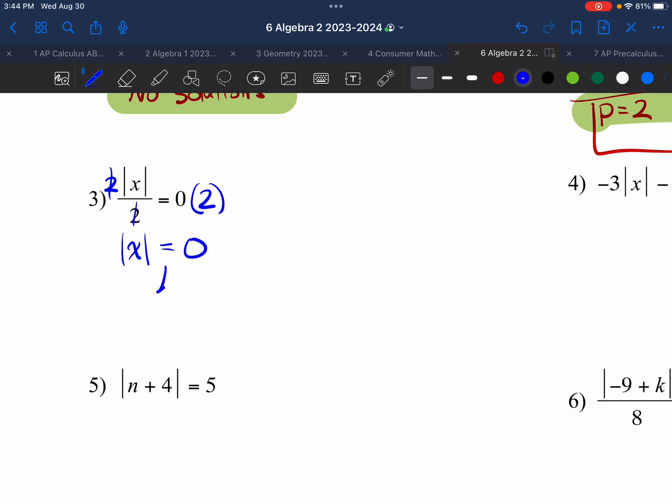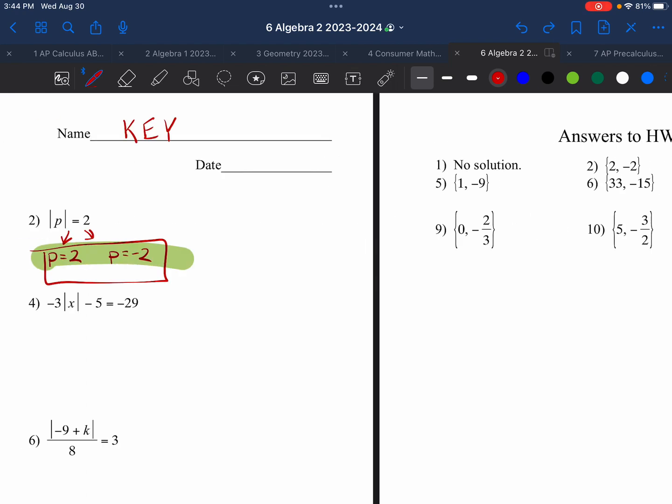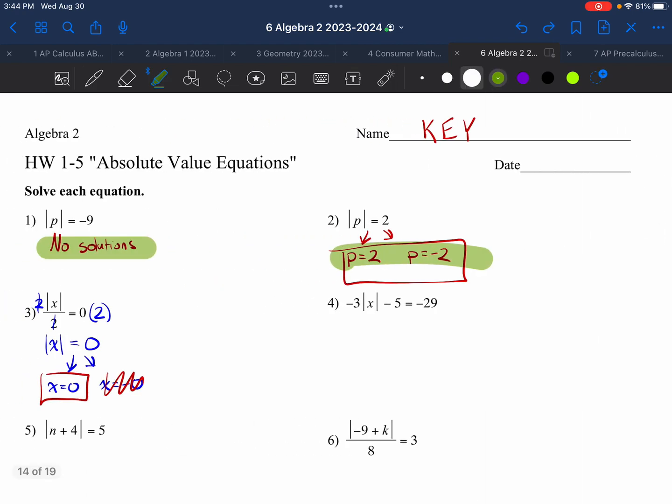Now I can separate this into two different equations, but it's a little bit of a silly question because x is equal to 0 is the same thing as x is equal to negative 0. So I really can just cross this one off and say, my answer is just x is equal to 0. Let's check. Number 3, x equals 0. I'm getting these right. So let's go ahead and highlight this one in green.